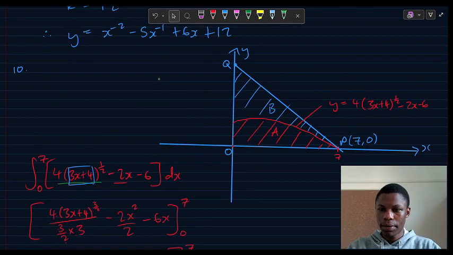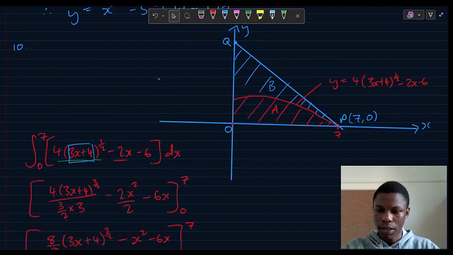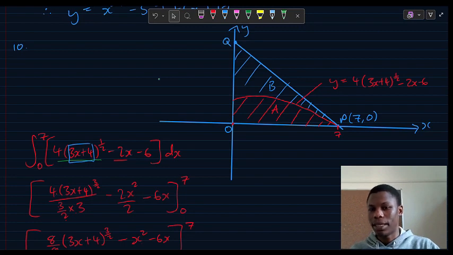To do that, remember that in the question, they told us that P is a tangent to the curve. So PQ is a tangent to the red curve. So we can find the gradient of the line PQ because that's going to be the gradient of the tangent to the curve at point P. So we can differentiate our curve and then substitute x with 7 to get the gradient of the tangent to the curve at the point P.